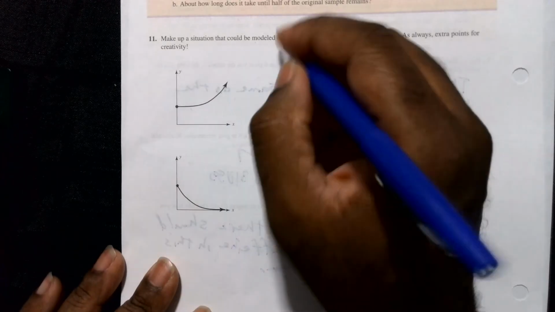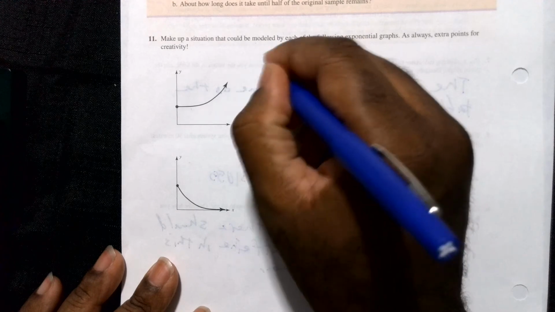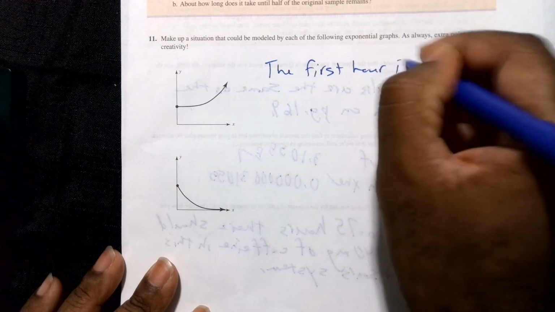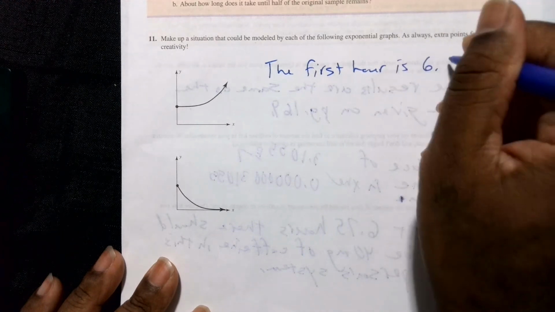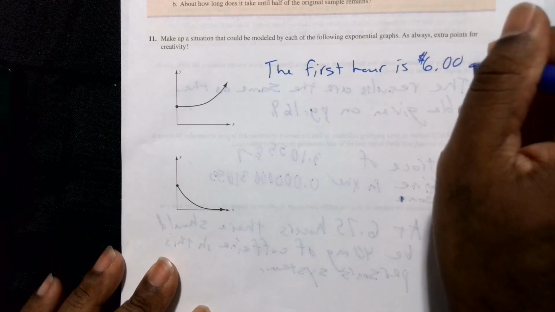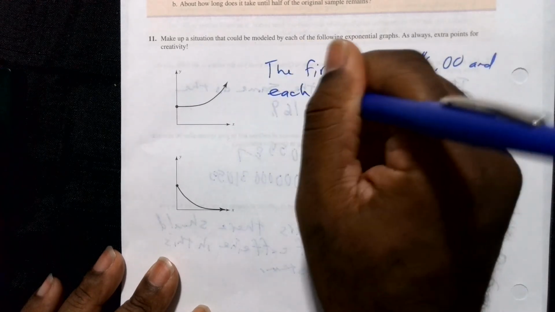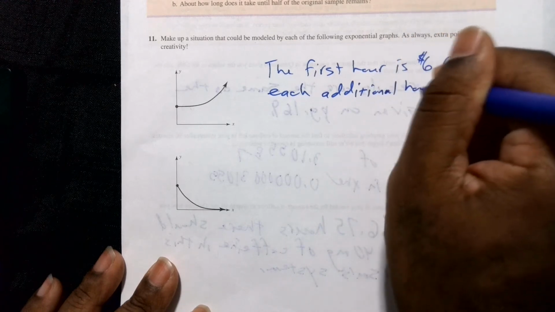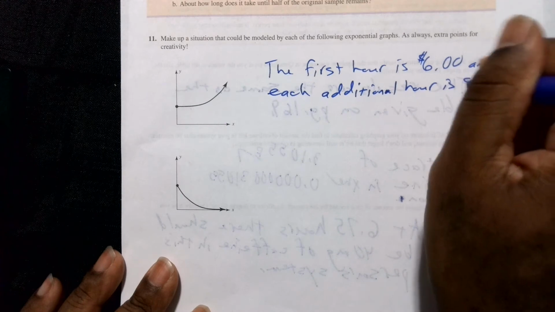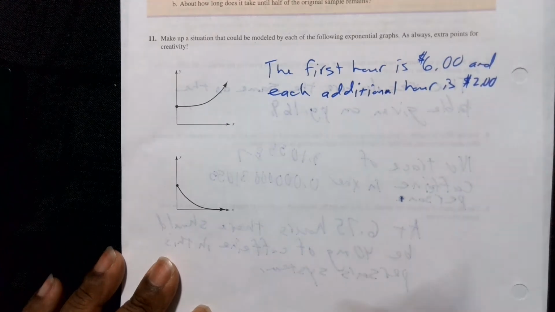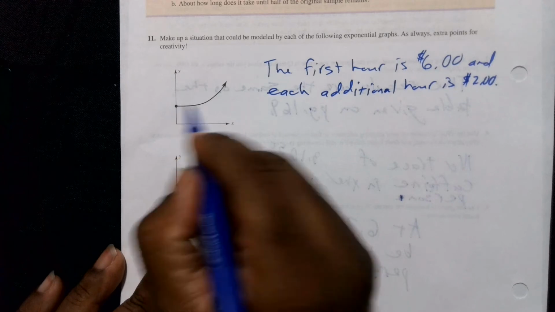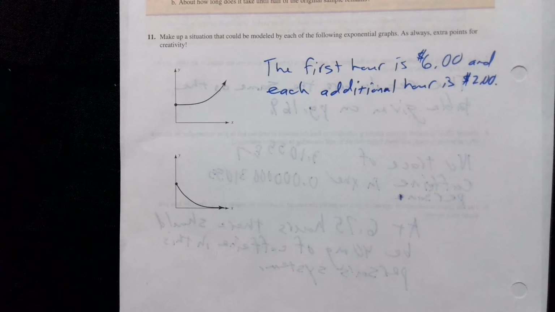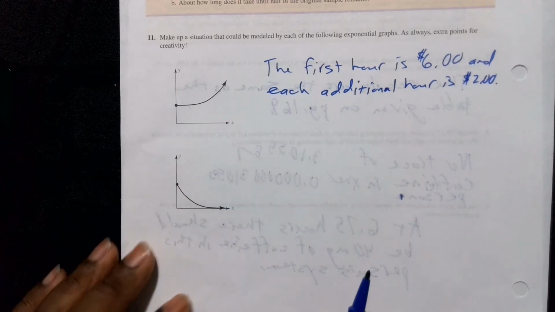The cab fare, we could say that this cab, the first hour is $6, and each additional hour is $2. So we could say that this is 0 to 1 and then 1 to 2, and it'll show that we're steadily going up after an elapsed amount of time.